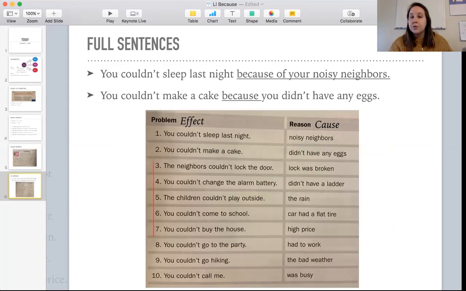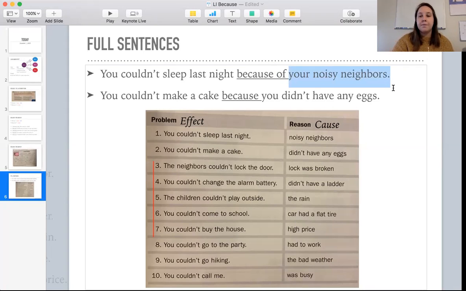So if we look at the two examples that I've given up at the top, let me underline this so you can see it a little clearer. So number one, the effect is you couldn't sleep last night. The cause is noisy neighbors. So if we're writing a sentence that puts those together, we would say you couldn't sleep last night because of your noisy neighbors. So it's just a noun. It doesn't have a verb. So we use because of.